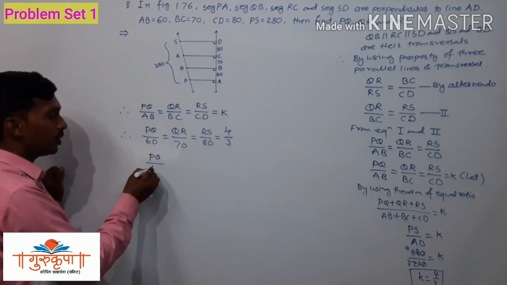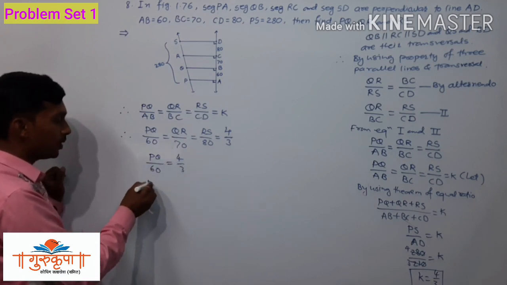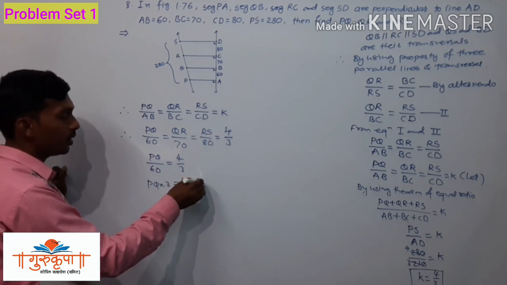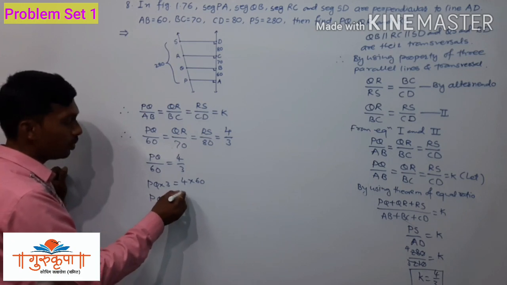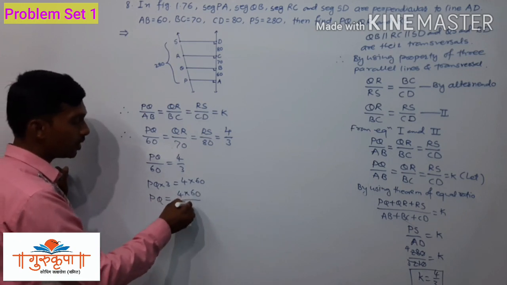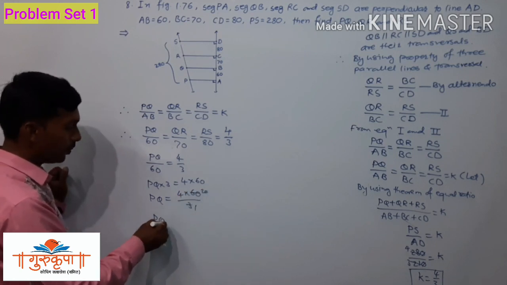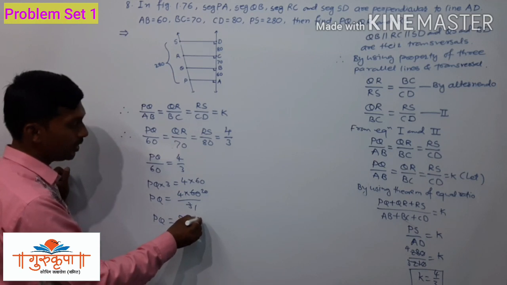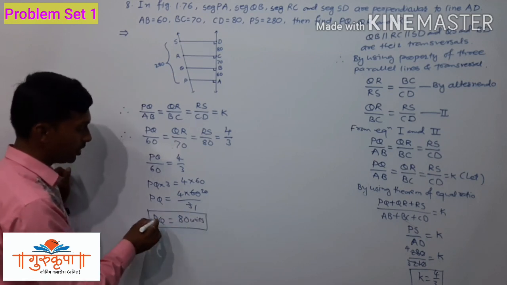that is PQ upon 60 is equal to 4 upon 3. Here we will get PQ into 3 is equal to 4 into 60. Transfer this 3 to the right side, we will get PQ is equal to 4 multiplied by 60 upon 3. This is 3 1s are 3, 3 2s are 6, 3 0s are 0. PQ is equal to 4 multiplied by 20, that is 80 units. PQ is equal to 80 units.